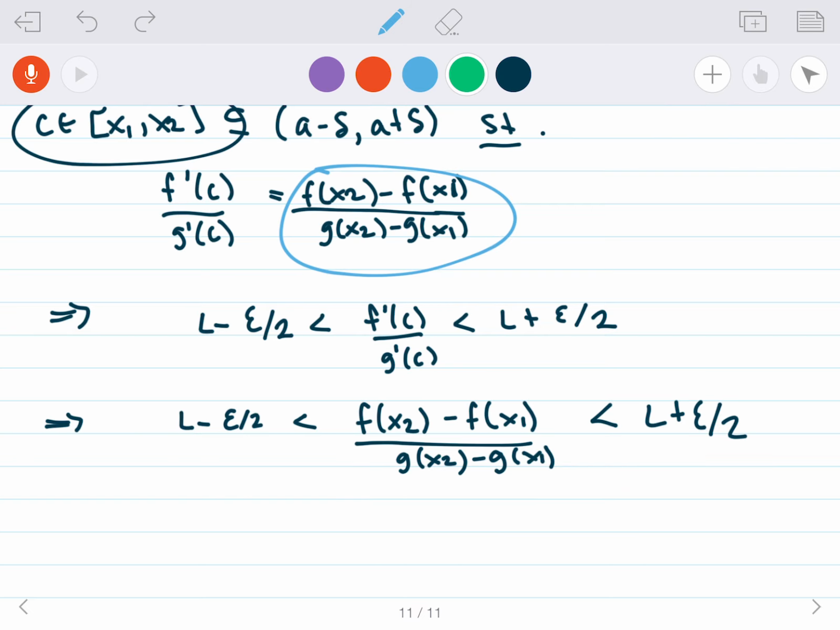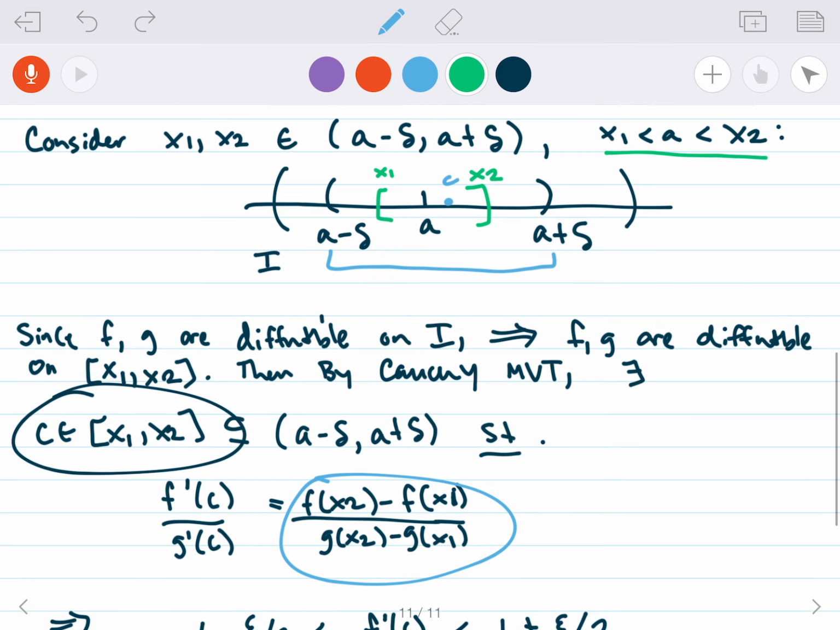So the idea here is that we're going to take the limit as x2 goes to a, so that we can unravel this a bit and prove that the limit as x goes to a of f over g equals the limit as x goes to a of f prime over g prime. We're not trying to look at the derivative, but we're trying to get this in terms of f over g.